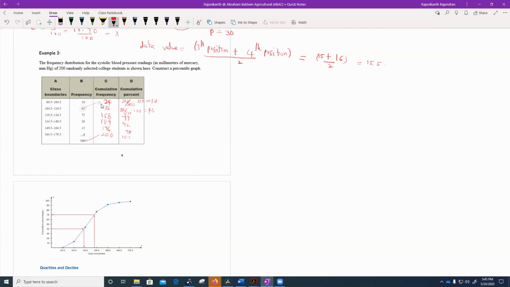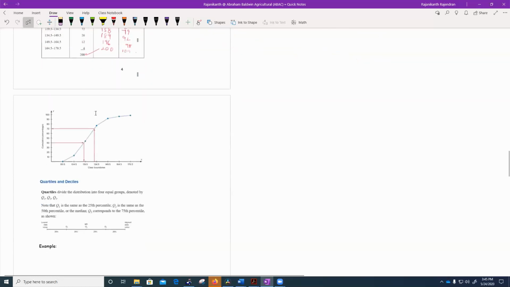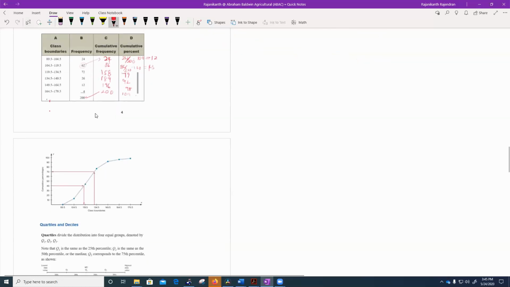So if you draw the percentile graph, you have to graph the first column as your x and the last column, the percentage, as your y.